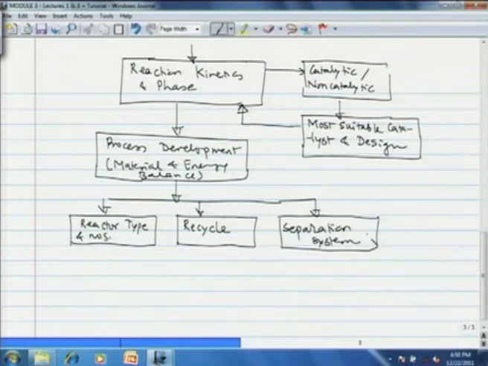Whether we need a series of distillation columns, or we need simply a flash drum, or we need liquid extraction or absorption or adsorption, and so forth. Those are the components of the separation system.